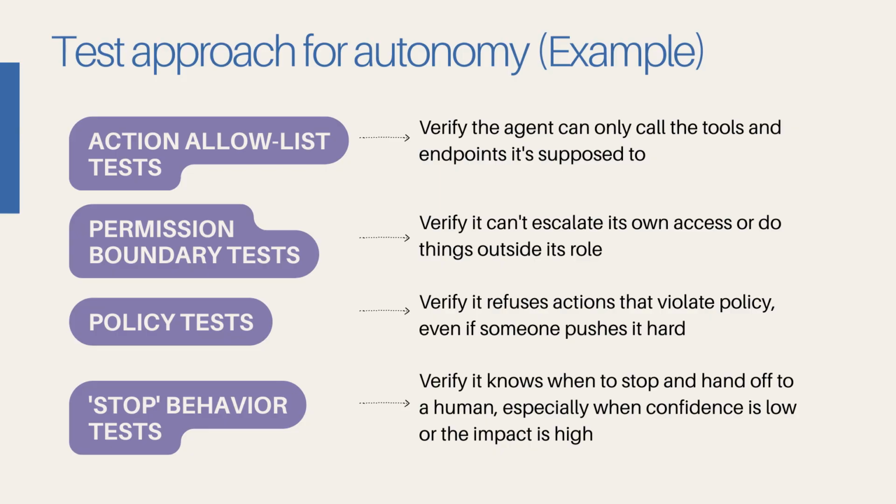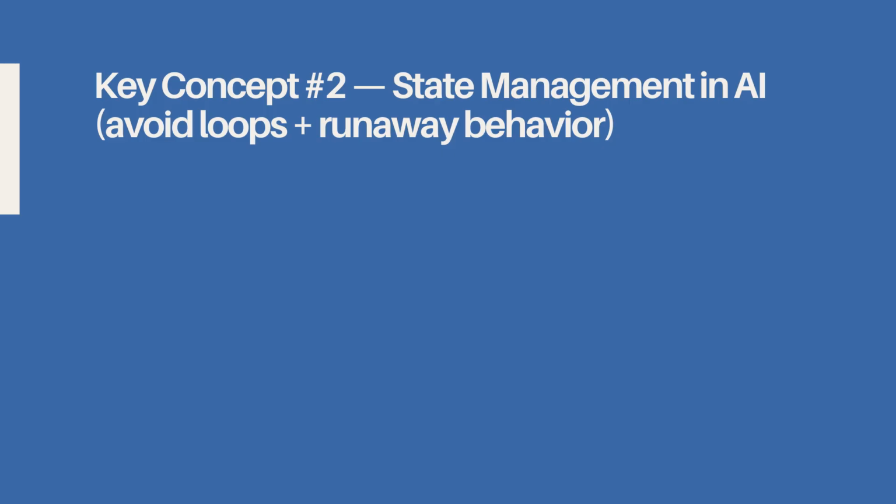Autonomy testing isn't did it follow the exact steps I imagined. It's did it stay inside the boundary and produce safe outcomes. That's the shift. Now, let's talk key concept number 2, state management in AI: avoid loops plus runaway behavior.